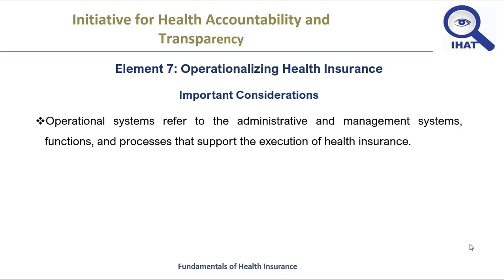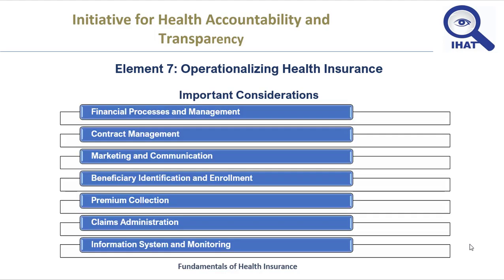We have come to the seventh element in the design of the health insurance scheme, and this is operationalizing health insurance. Operational systems refer to the administrative and management systems, functions, and processes that support the execution of health insurance. These are the considerations we will be looking at.